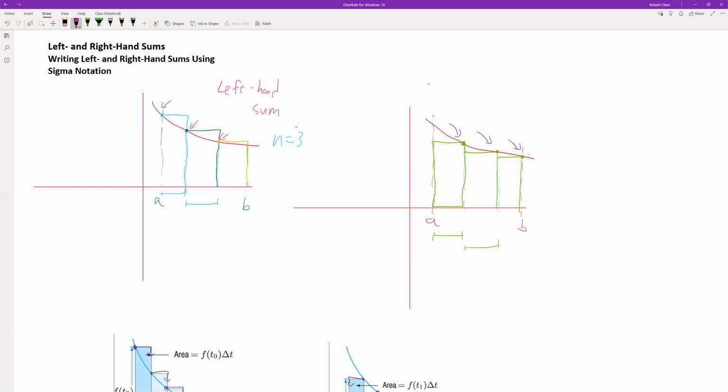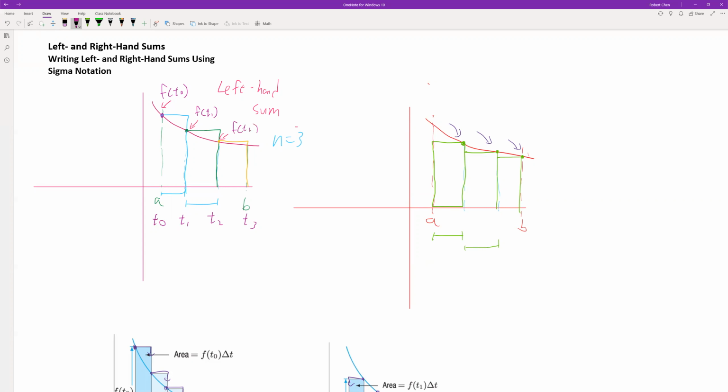So let's look at the first one. Let's say this is T0, T1, T2, and T3. When we cut into 3 intervals, these are where our cutoff points are. When we use the left-hand sum for the first interval between T0 and T1, we use the value f of T0. In the second interval between T1 and T2, we use f of T1. And the third interval uses f of T2.